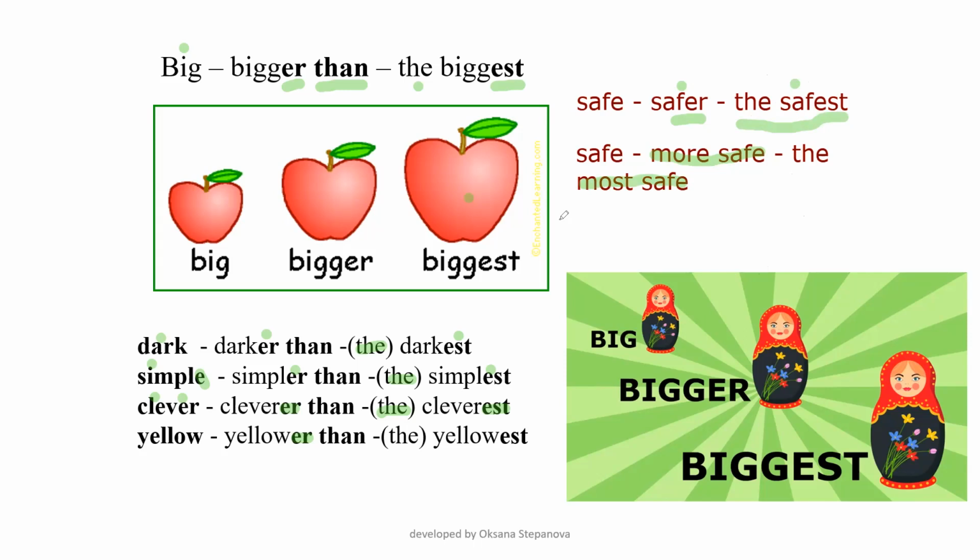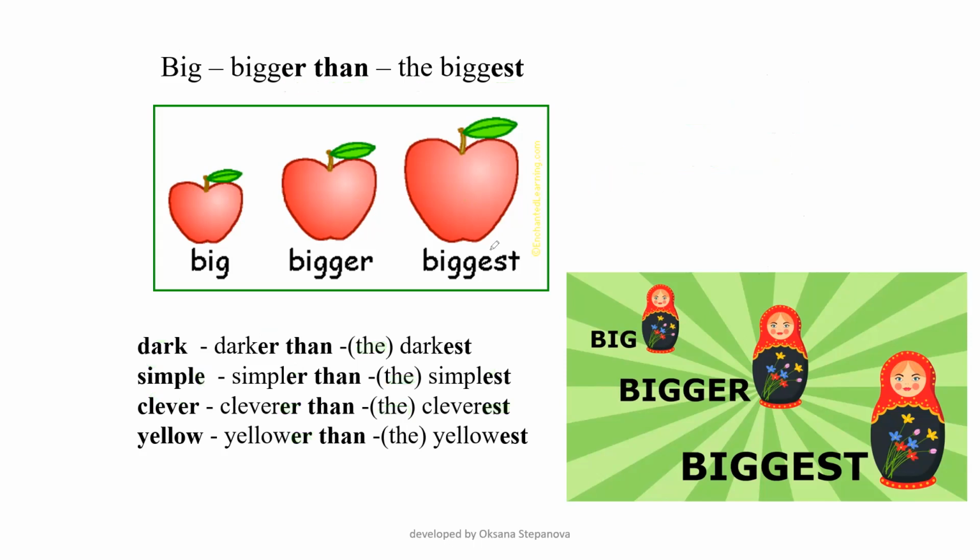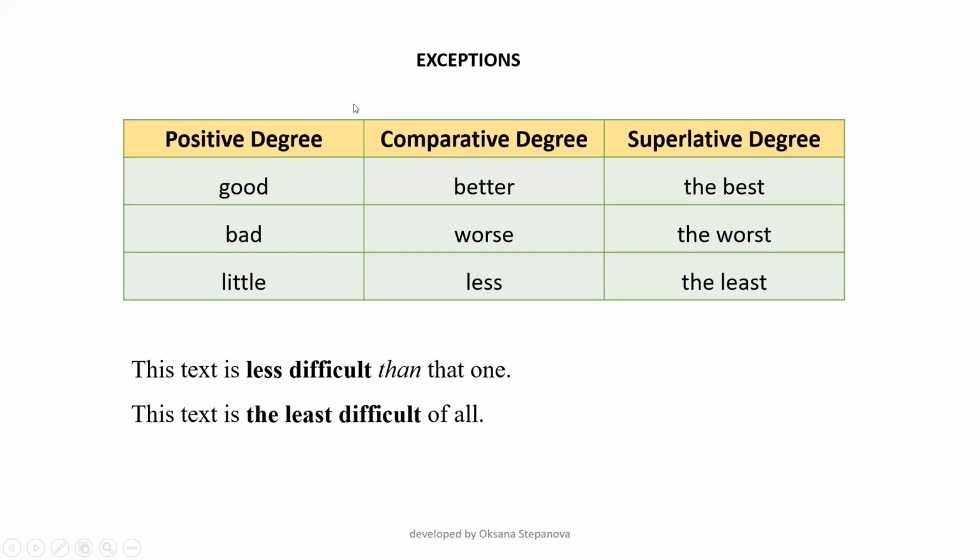All right, so let me clear this and move on to exceptions. All right, what exceptions we have? Of course, there are exceptions. We have three interesting exceptions here. One is the adjective good, which has a comparative form better.